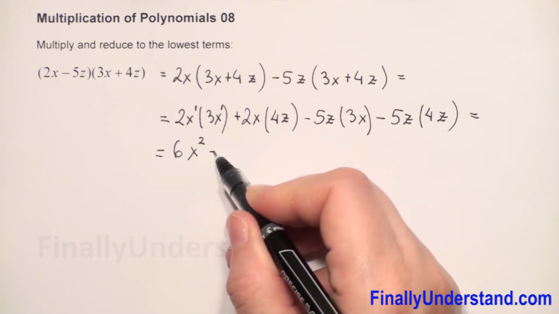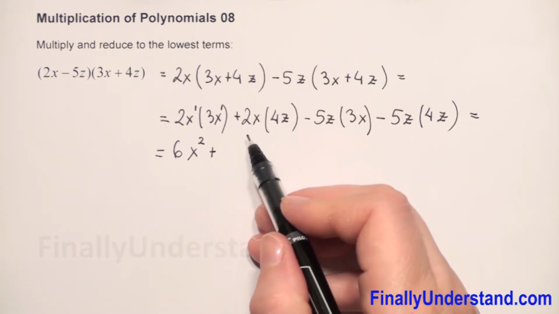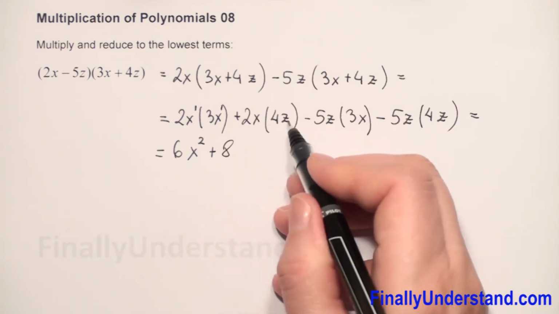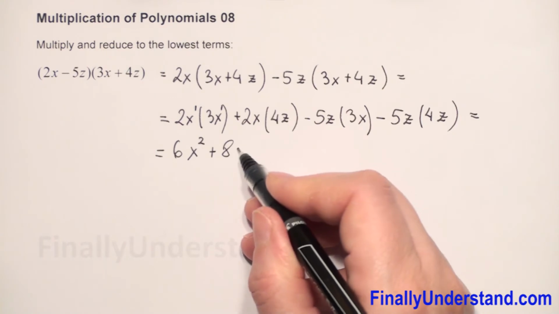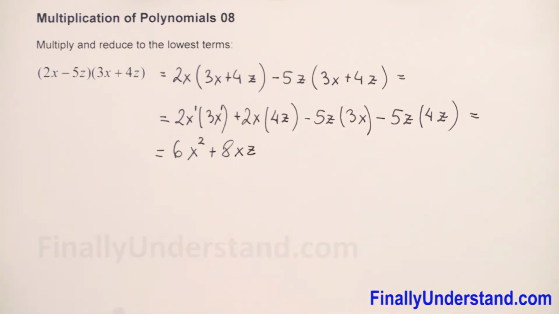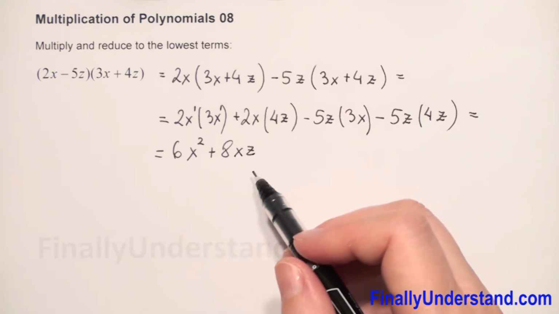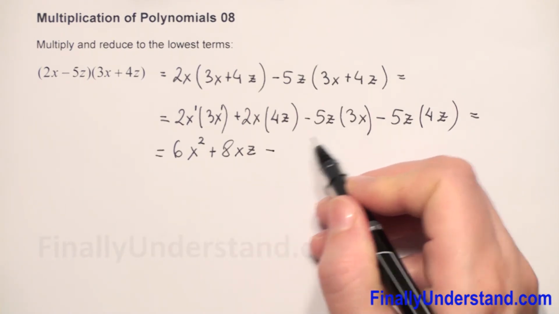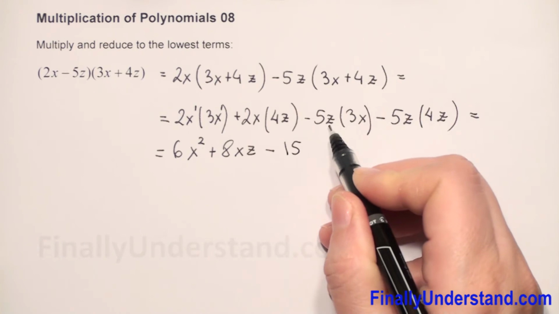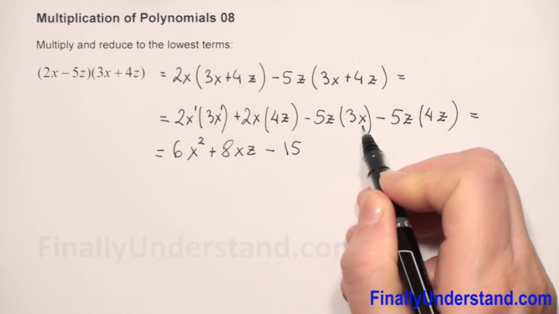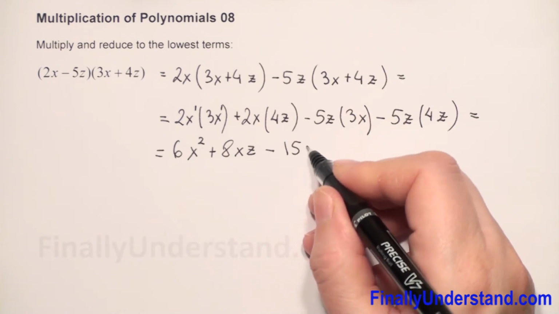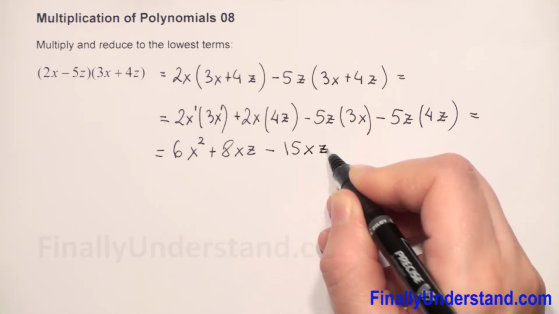Next we have positive sign. First we have to multiply the numbers. 2 times 4 is 8. x times z, different variables, so we have to rewrite them in alphabetic order. Next we have negative sign. 5 times 3, 15, z times x, different variables, so we will write these variables in alphabetic order, so it will be xz.